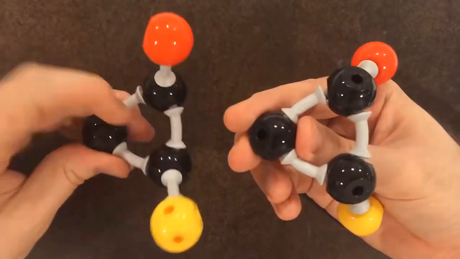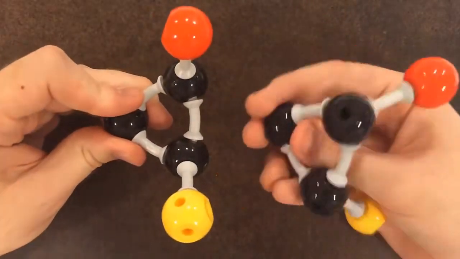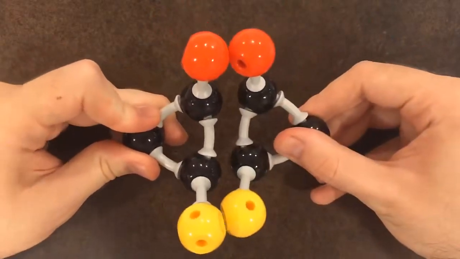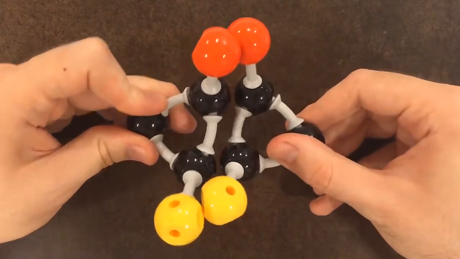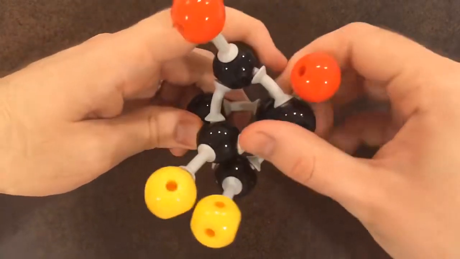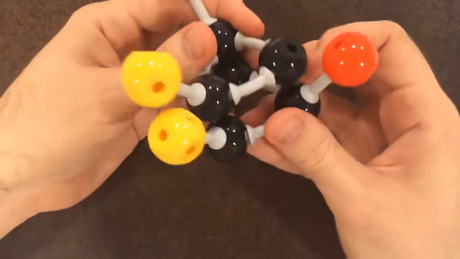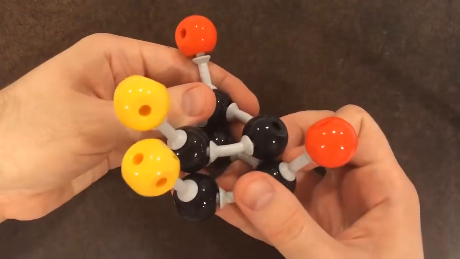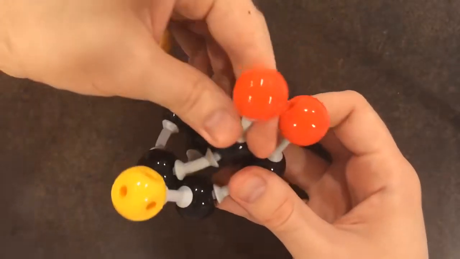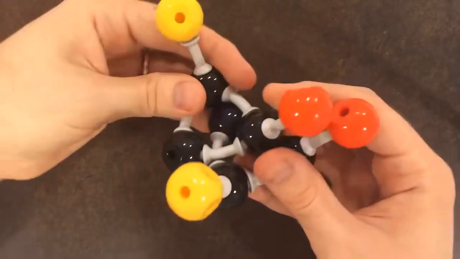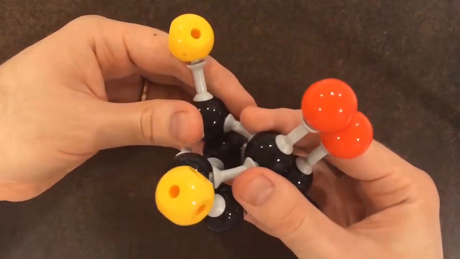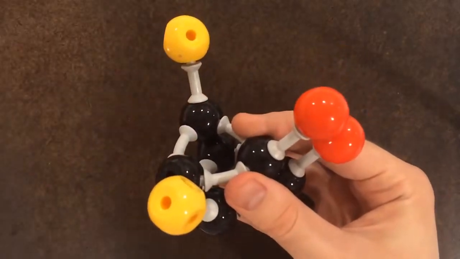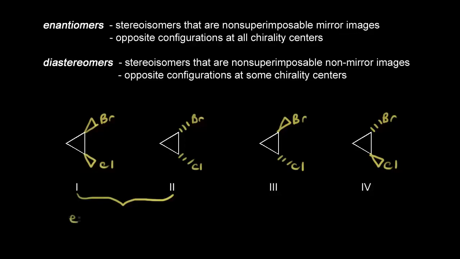If I hold these two stereoisomers next to each other, and I rotate the one on the right, we can see they're actually mirror images of each other, and they're non-superimposable mirror images. If I line up the chlorines, then the bromines are not in the right position, and if I try to line up the bromines, now the chlorines are not in the right position. So these are non-superimposable mirror images of each other. These are enantiomers. So we saw in the video that 1 and 2 are enantiomers of each other.